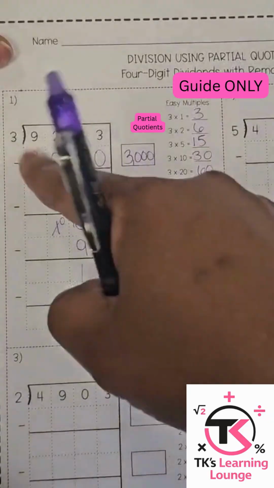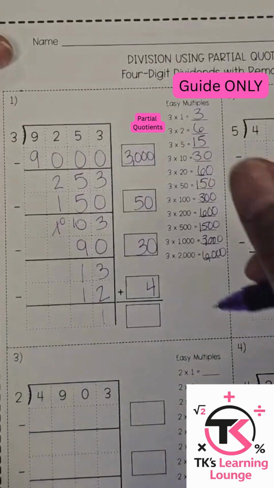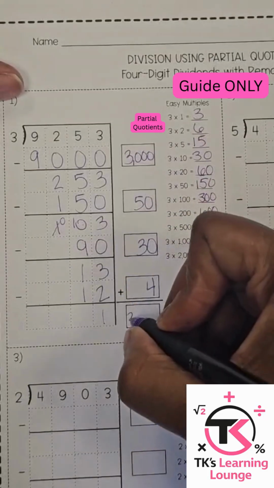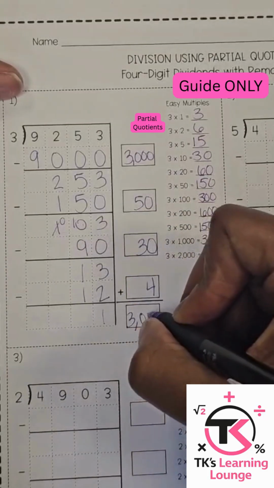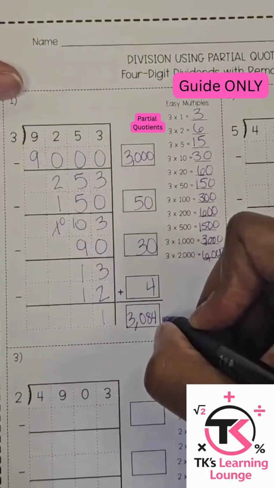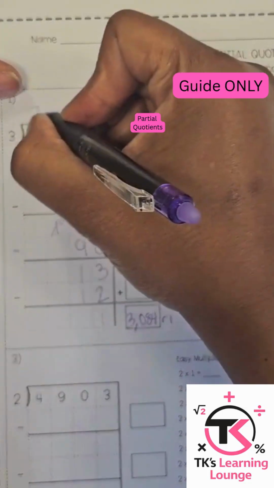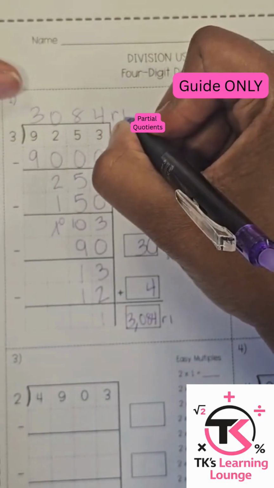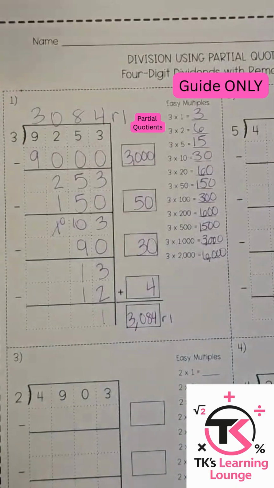And now I know that I cannot make any more groups of 3 because I'm only left with 1. So I'm going to add up my total. And that's going to give me a total of 3,084 with a remainder of 1, and that is my final answer, 3,084. And we just put R1 for a remainder because that is our one that's left over that cannot be used in a complete group of 3. And that is how we solve division using partial quotient with 4-digit dividends with remainders.